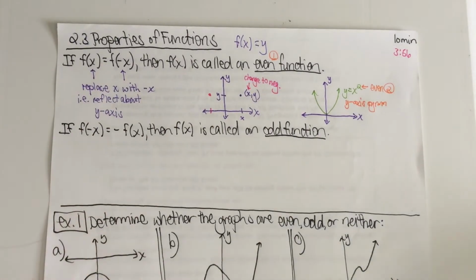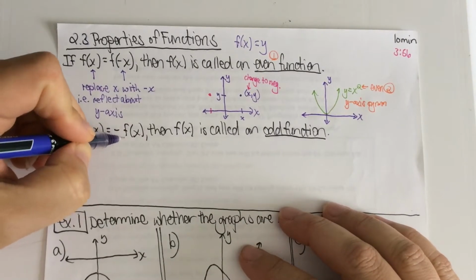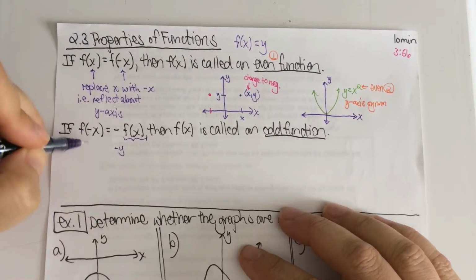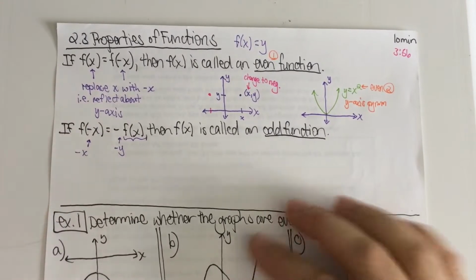All right, this one, I am replacing, this is the y value, right? And I'm putting a negative in front of y. And I'm also putting a negative in front of x.